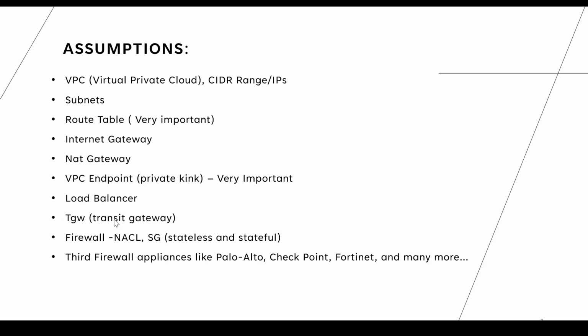Transit gateway. So transit gateway is also very important because transit gateway is something that is used to connect all your networks. It acts transitive in nature. It acts like a central hub router where all your VPCs can be connected, or you can also terminate your VPN connection, Direct Connect, and there are many modes, right? So it acts like a central hub router.